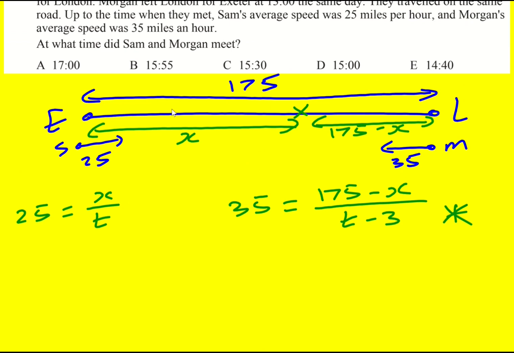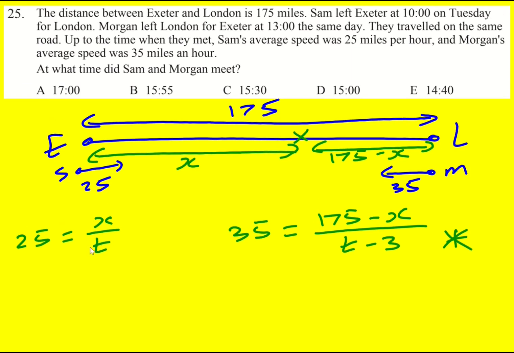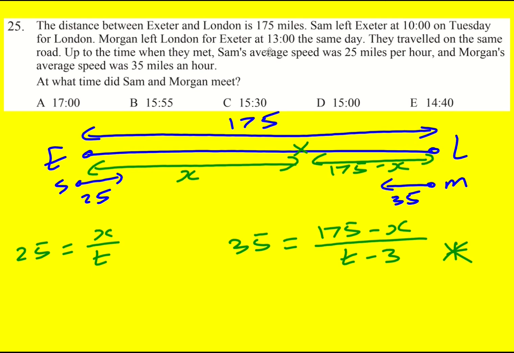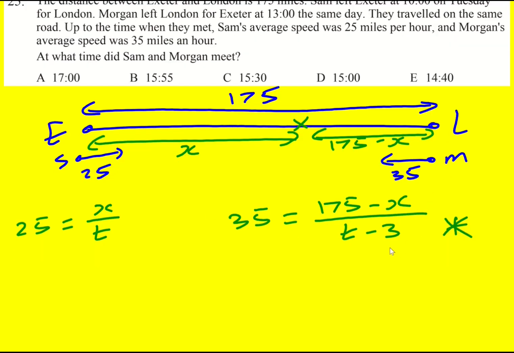So I've set out in the same kind of way. It's just now I've not looked at the first 3 hours. I've just said, right, Sam's moving for longer. Let's call that time t. So the time we get is that we're then going to have to add on to 1 o'clock. Okay. Morgan sets off later, but when they meet, they're meeting at a certain point. Morgan would have been traveling for t minus 3 hours.